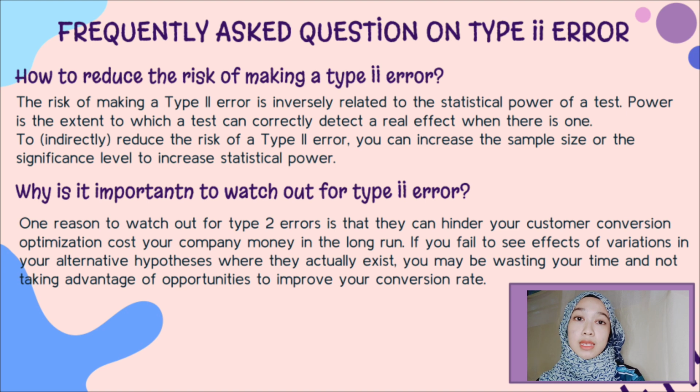The last one is why it is important to watch out for type 2 errors. If you fail to see effects of variation in your alternative hypothesis where they actually exist, you are wasting your time and not taking advantage of opportunities to improve your conversion rate.